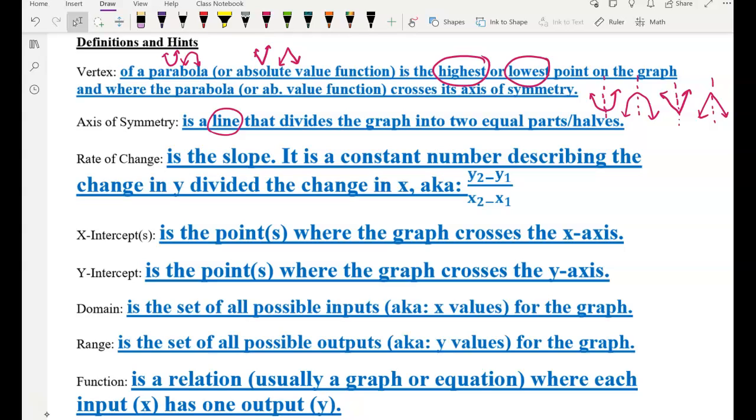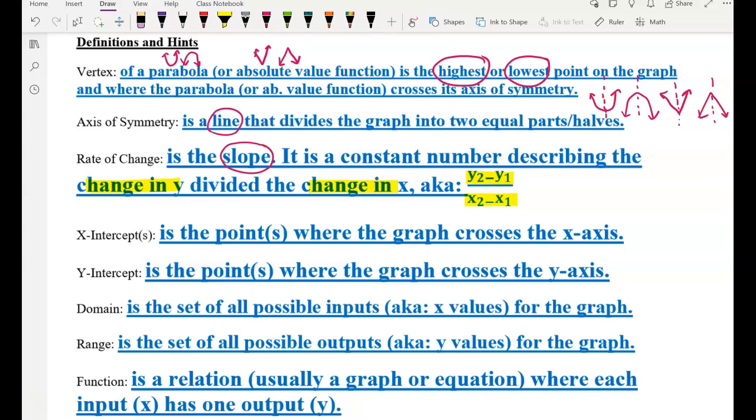Rate of change is very fancy for the word slope, okay? It is a constant number describing the change in y divided by the change in x. As you guys know already, the change in y is y2 minus y1 divided by x2 minus x1. That's why y2 minus y1 is called the change in y. x2 minus x1 is the change in x. So again, rate of change is very fancy for the word slope. Now, only a linear and an absolute value function would have the rate of change.